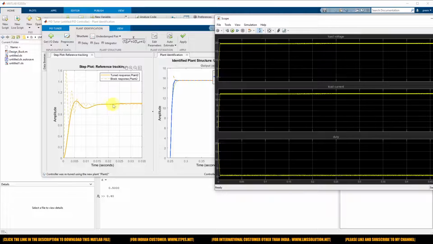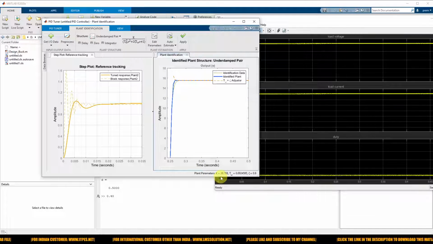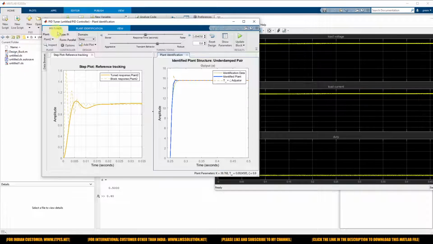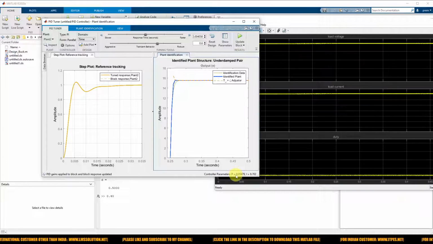This is the solid line. After tuning, it reaches the step input, which means the error is minimized in the system. So for that, we need to fix the PID parameters, that means we need to update the parameters. Here you can see that after tuning, we get the parameter Kp equal to 0.05479 and Ki equal to 8.702. So these are the parameters after tuning.